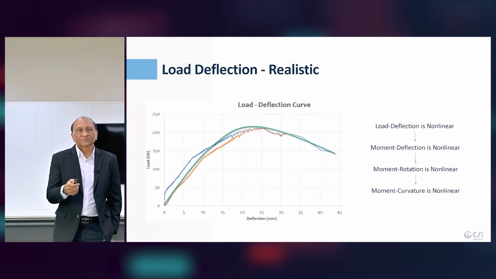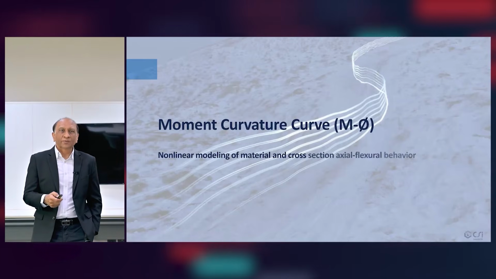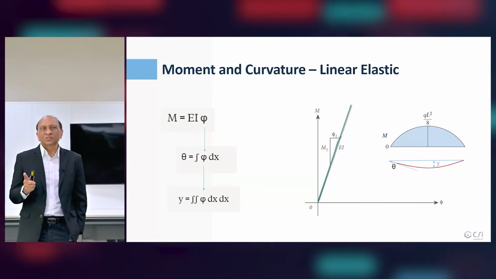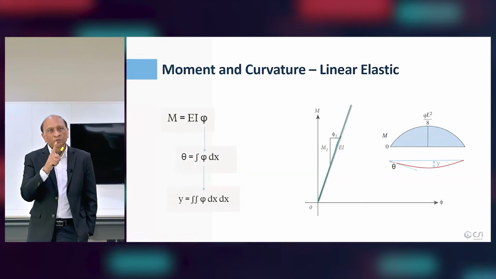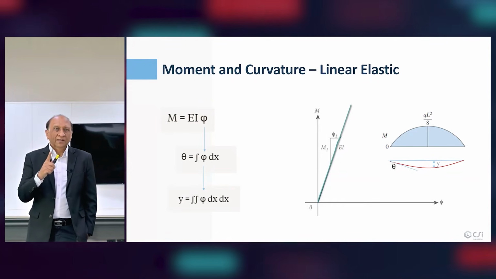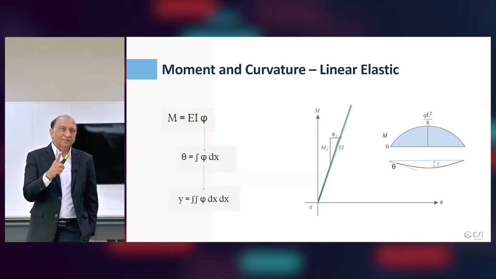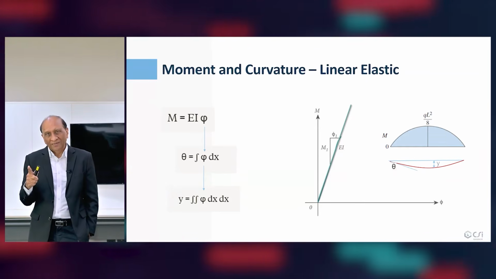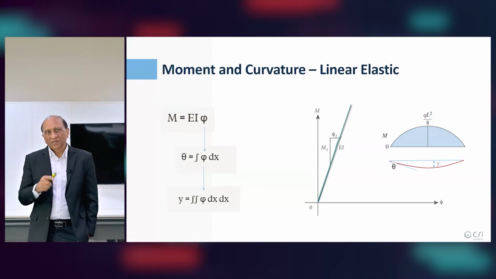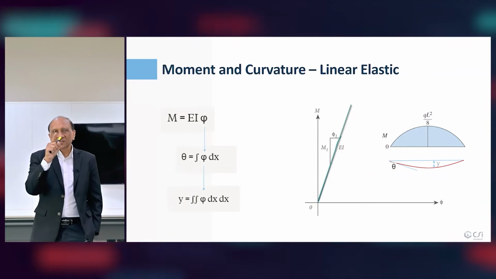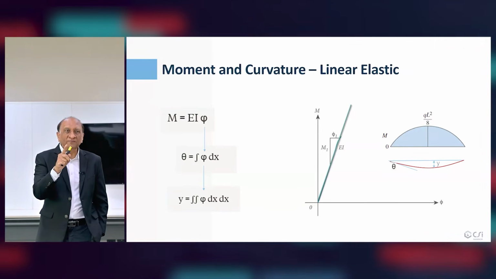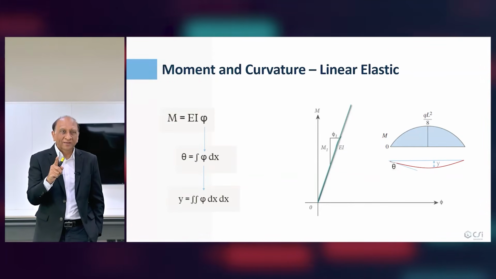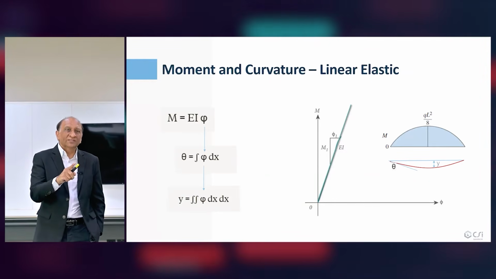And that brings us to moment curvature. The relationship between moment and curvature has been understood for a long time. Moment is equal to stiffness multiplied by curvature. If you integrate curvature over a small distance, you get rotation. And if you integrate it over a greater length, you get the deflection. So the only thing which is stiffness related to moment is the curvature. Curvature to rotation is geometric, and rotation to deflection is also geometric.